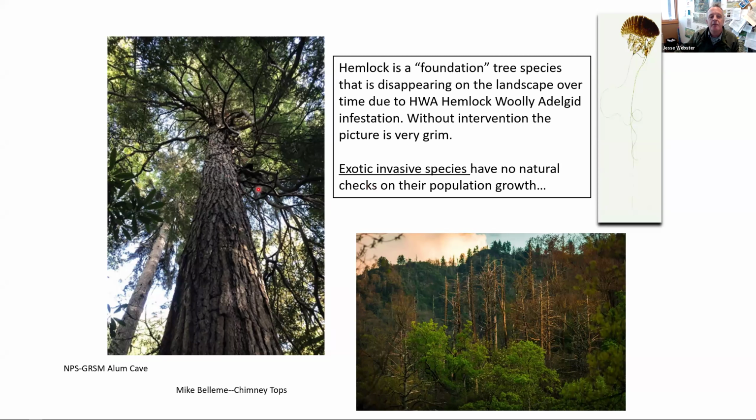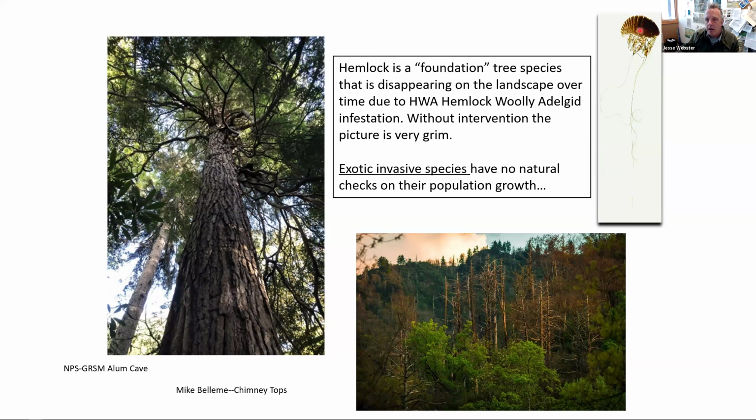I got this photograph of a tree on Alum Cave Trail. These trees live 300, 400, up to 500 years old in the Smokies. Again, that's not old when you think about some of the western evergreens, but these trees are almost pre-Columbian. They're a cultural treasure, not just an ecological resource. But they're disappearing on the landscape due to HWA.